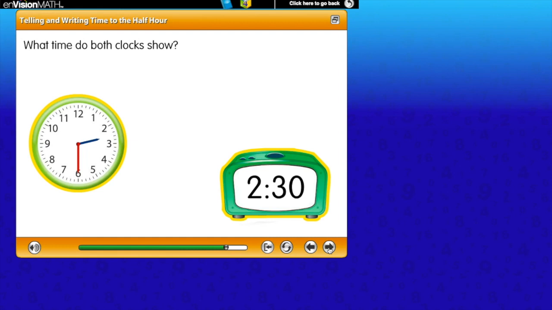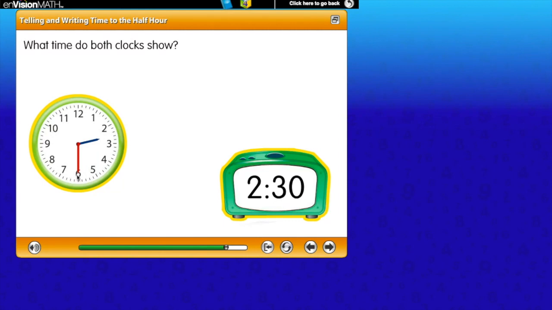What time do both clocks show? So taking a look here, we see that the hour on the digital clock is 2 and the minutes is 30. So we would read that as 2:30. And on our analog clock, our hour hand is in between 2 and 3. It's a little bit past 2, but not quite 3.